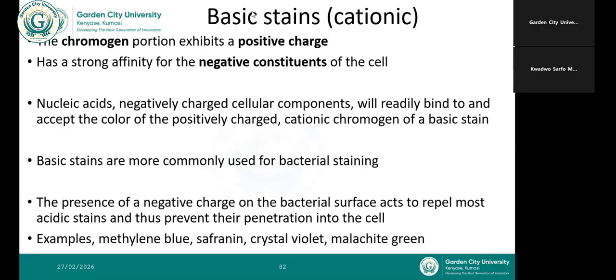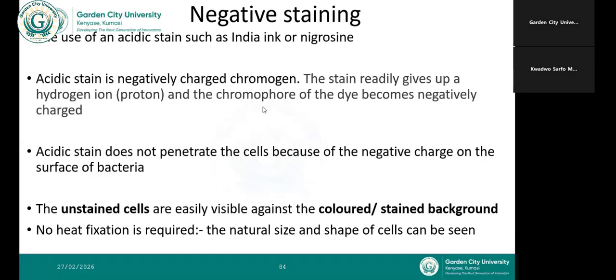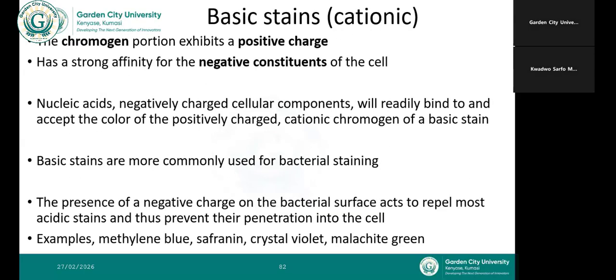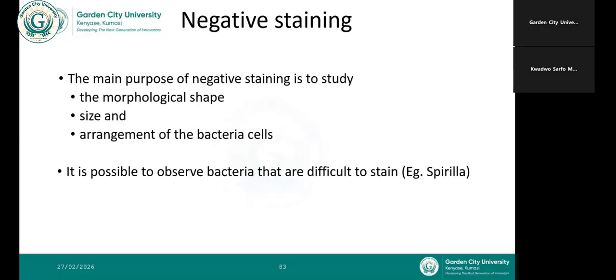All right. So negative, where are we? Yes. Okay. Negative staining.